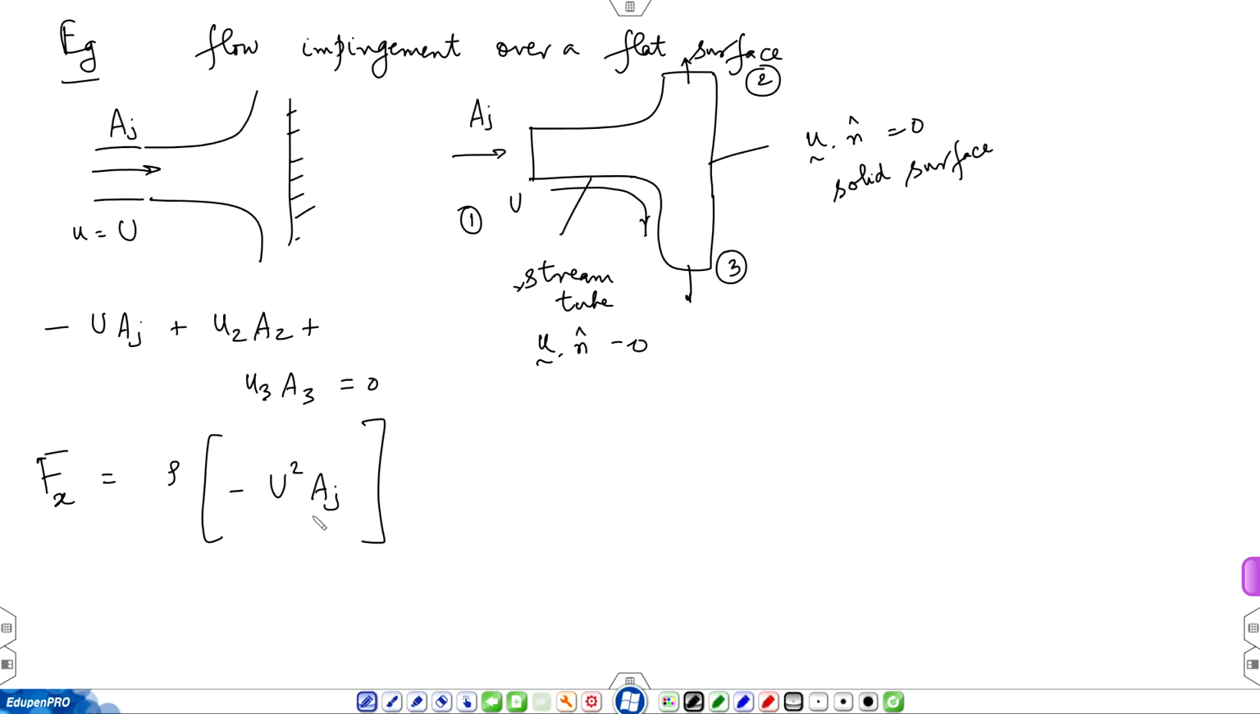So, this term is entirely negative. So, the force acting on the control volume is to the left. Therefore, the force acting on the object, this vertical surface, is minus F x, which is rho u square a j. This is the force acting on the surface. So, if you do not restrain the surface, it is going to move. If you apply a restraining force, that will be again the same as minus rho u square a j. So, you have to distinguish among these three forces.